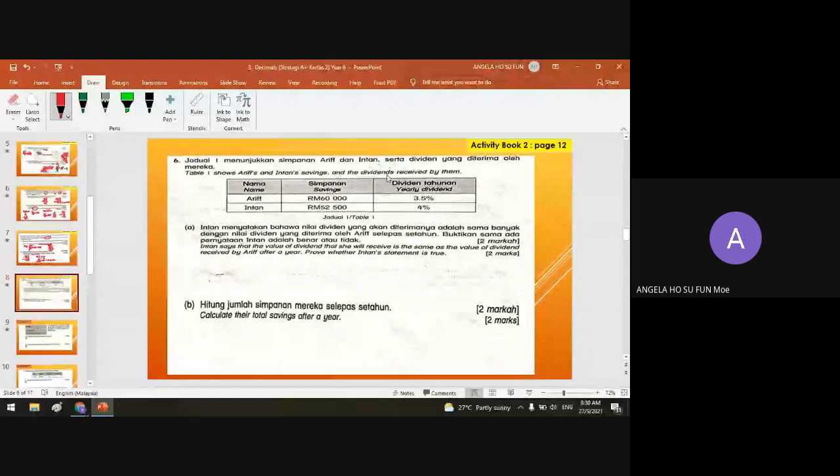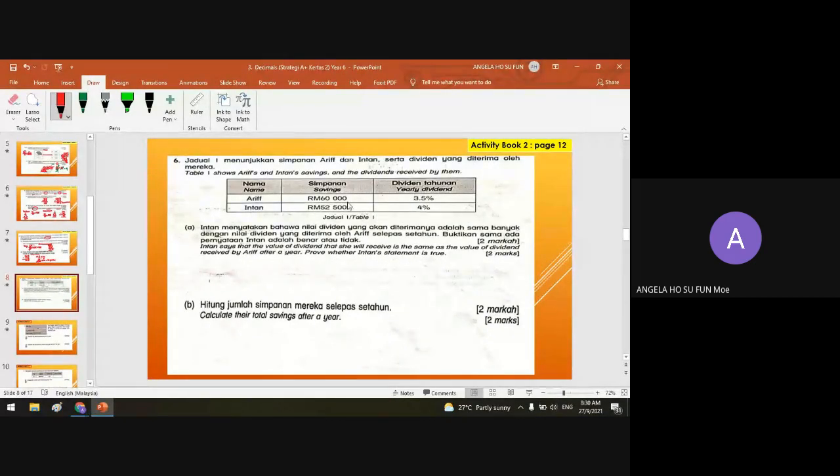And they have already mentioned the dividend received by them. Arif's bank only gives him a dividend of 3.5%, whereas Intan gets 4%. Now for A, the question is asking: Intan says that the value of dividend that she will receive is the same as the value of dividend received by Arif after a year. Now you want to prove whether Intan's statement is true or false.